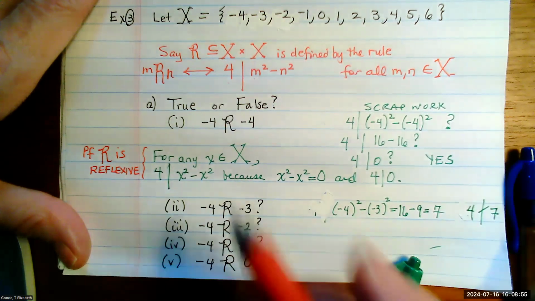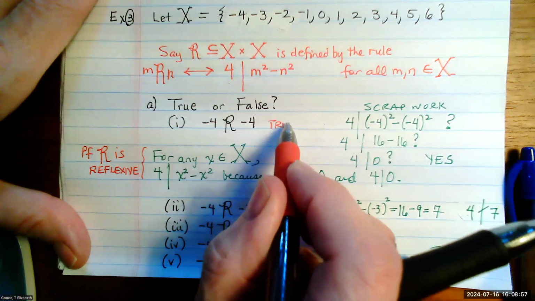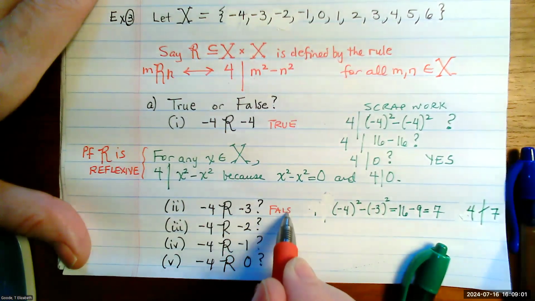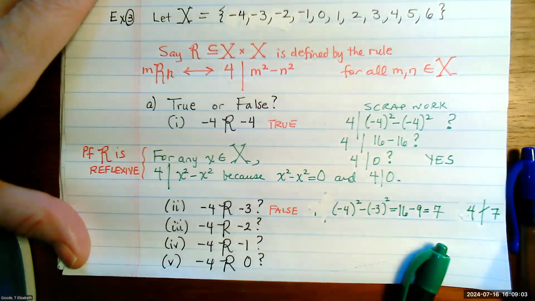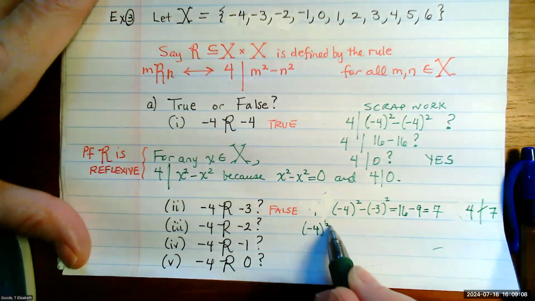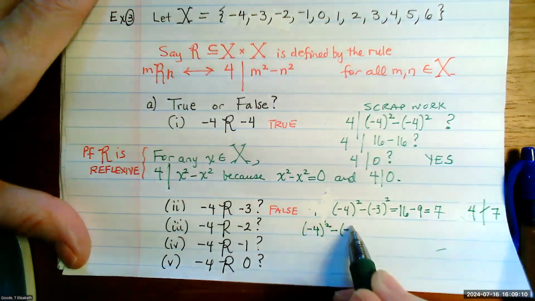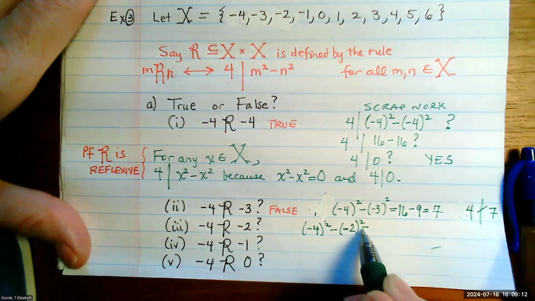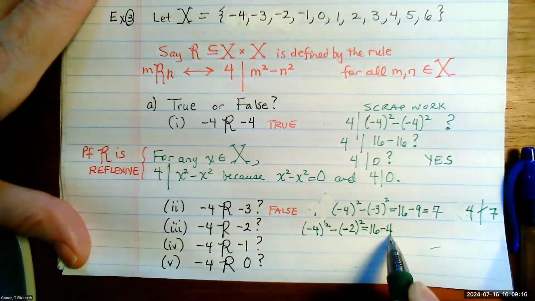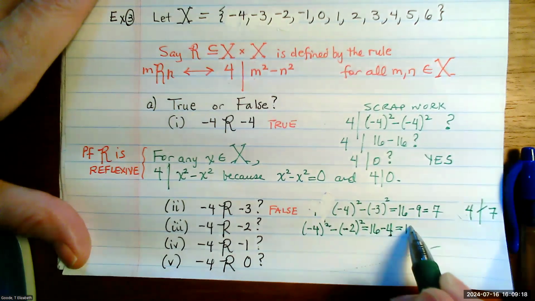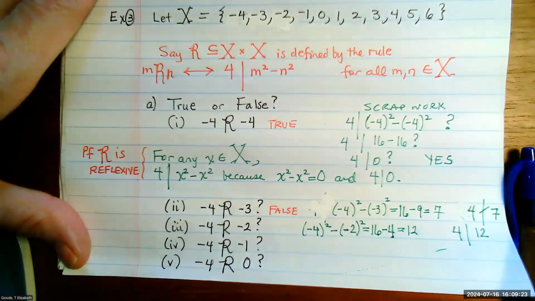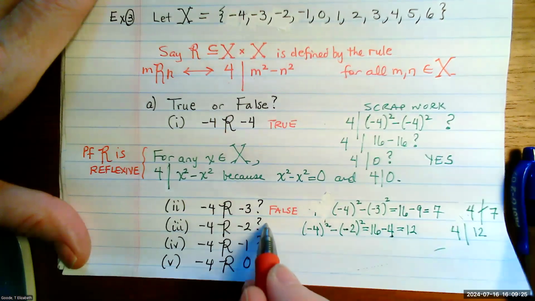So whereas this was true, that negative 4 is related to negative 4, negative 4 is not related to negative 3. What about negative 4 and negative 2? It'd be 16 minus 4, just 12. And does 4 divide 12? Yes. Okay, so negative 4 is related to negative 2.